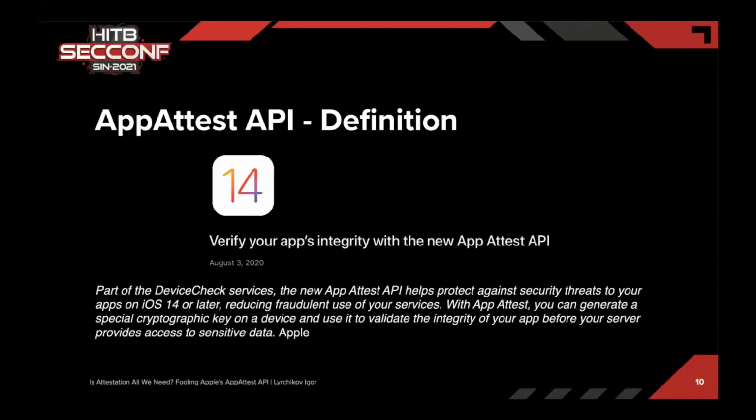So the AppAttest API was announced and released one year ago. The official announcement says that this new AppAttest API helps protect against security threats to your apps on iOS 14 or later, reducing fraudulent use of your services. With AppAttest, you can generate a special cryptographic key on a device and use it to validate the integrity of your app before your server provides access to sensitive data. All right, reducing fraudulent use, it says.